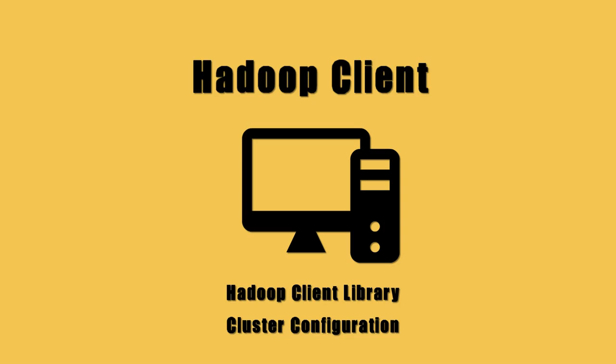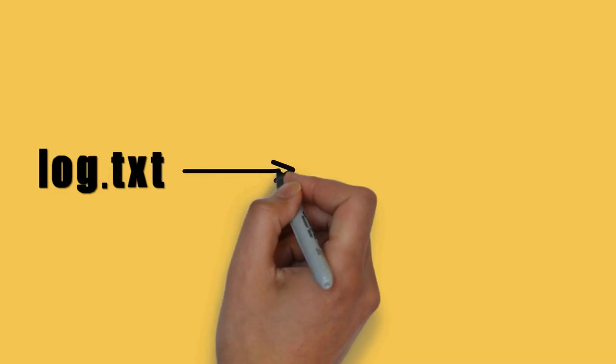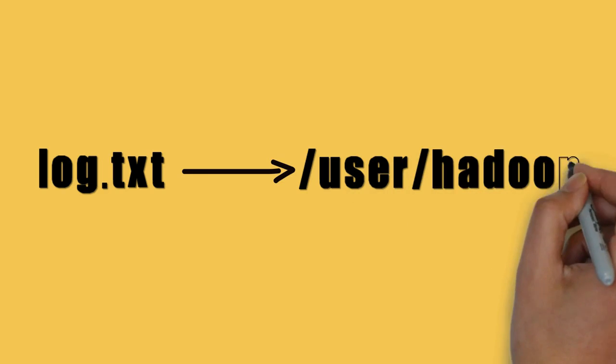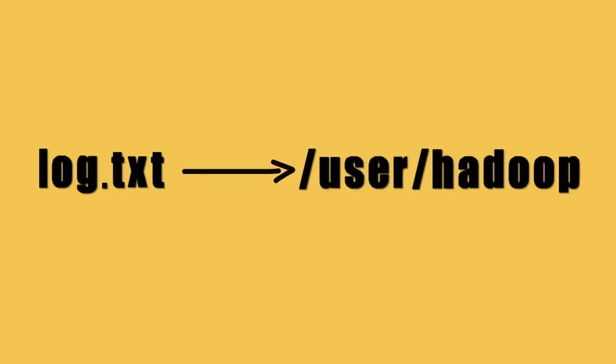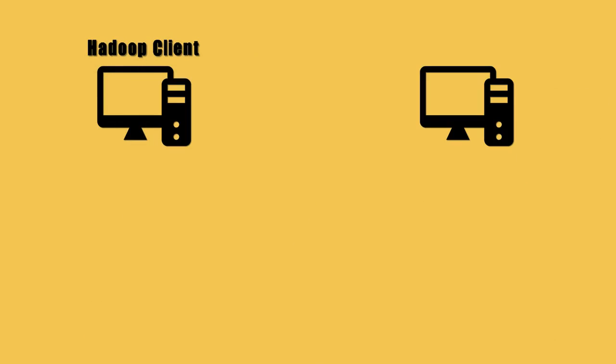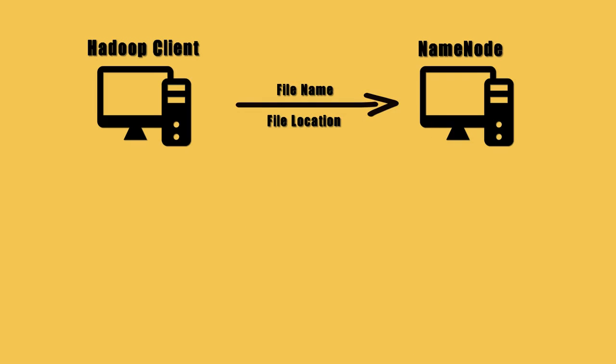Let us assume the client wants to read a file named log.txt, which is located within the folder /user/Hadoop. The client would begin the read process by contacting the name node and specifying the name and location of the file it would like to read.